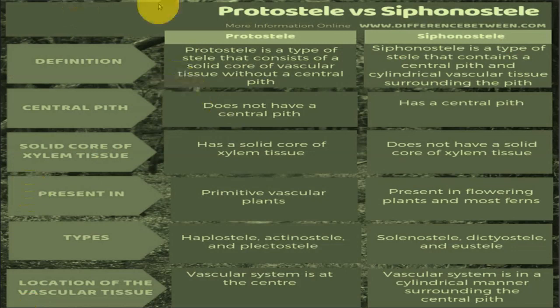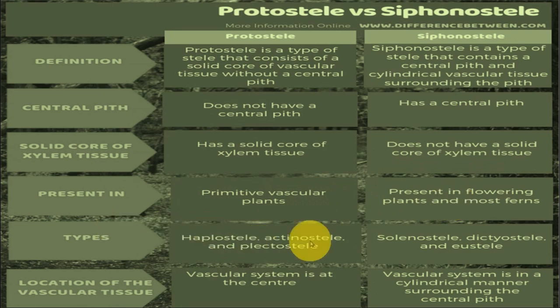Now the difference between protostele and siphonostele. Protostele is defined as a solid core of vascular tissue without a central pith, whereas siphonostele is a stele that contains a central pith, with cylindrical vascular tissue surrounding the pith. Protostele has a solid core of xylem tissue and does not have a central pith. It is present in primitive vascular plants because it is a primitive type of stele, and siphonostele is present in most flowering plants and most ferns.